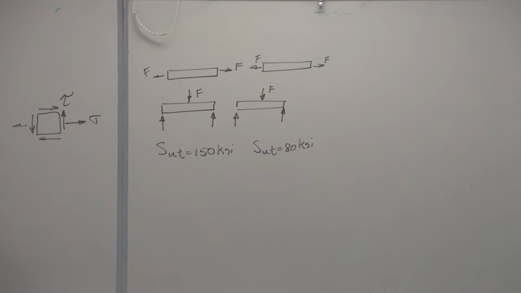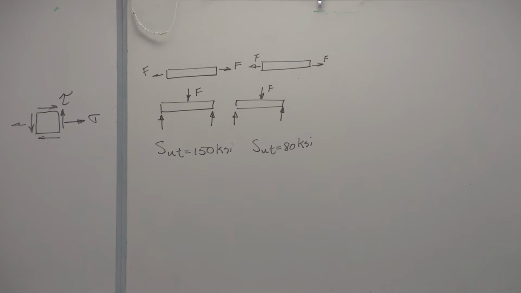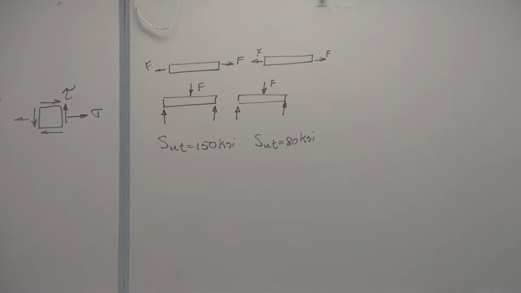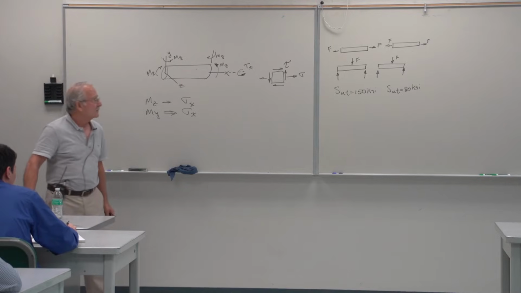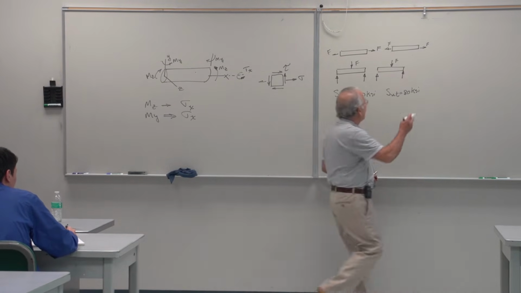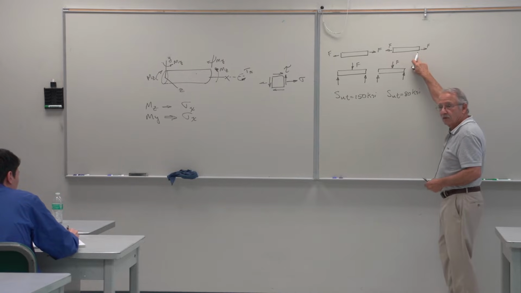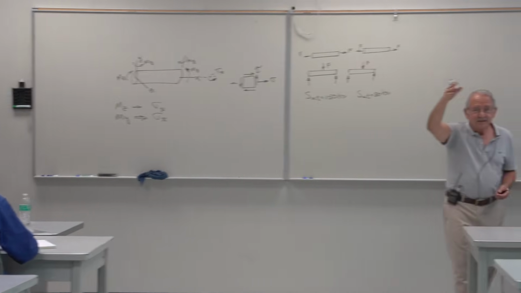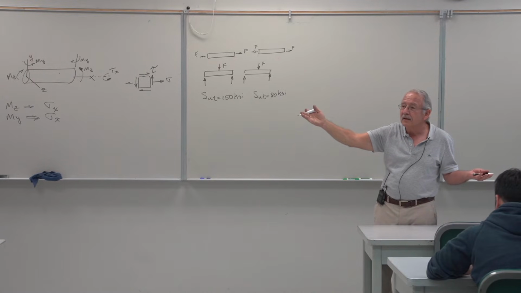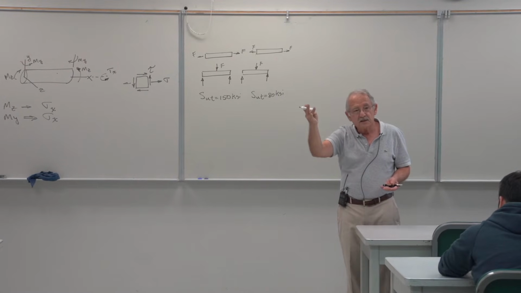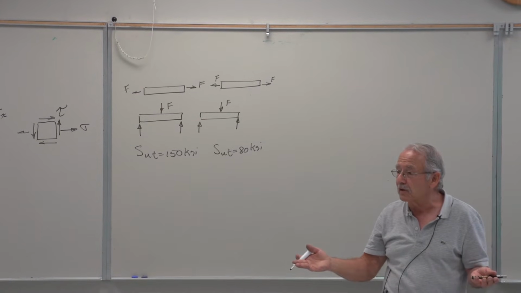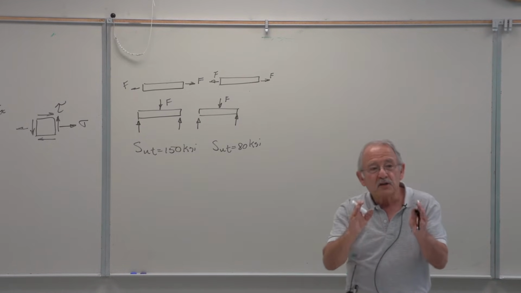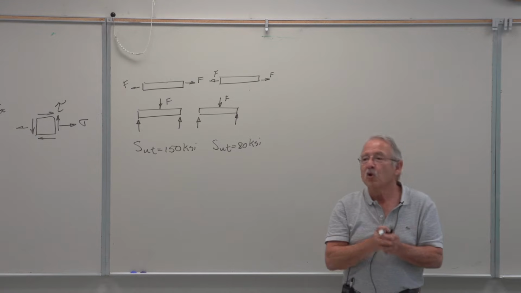Which one elongates more? The one on the right? The left one. Well, you remember the equation for that? PL over AE, that's right. P is the same, L is the same, A is the same, E is the same. Never mind that the strengths are not the same. Strength has nothing to do with deflection or slope.